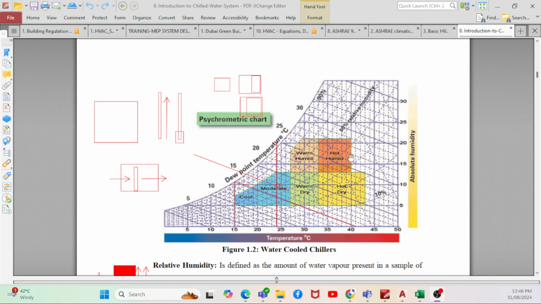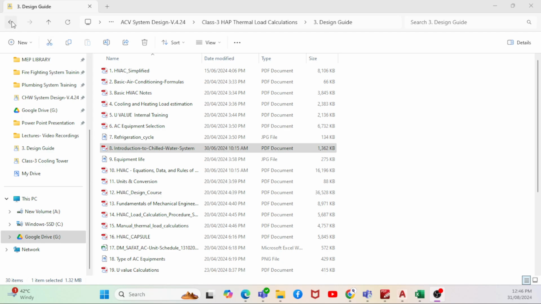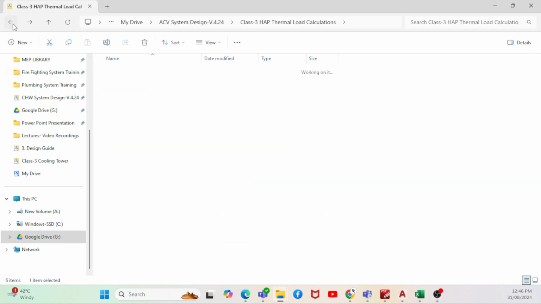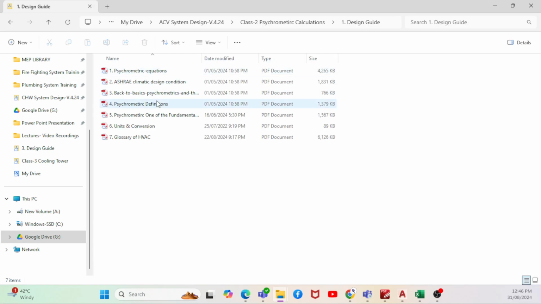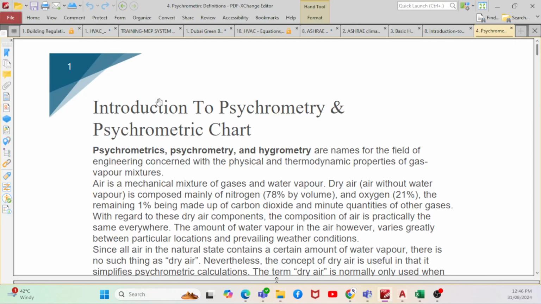So all the values are given here, but if you want to go into detail, I have attached another guideline. The psychometric chart is the basis for you to understand the conditions. For example, sometimes you require a duct heater, sometimes you require a humidifier, sometimes you need to understand what the moisture in the air is. To understand everything, I have given some guidelines here, psychometric conditions.